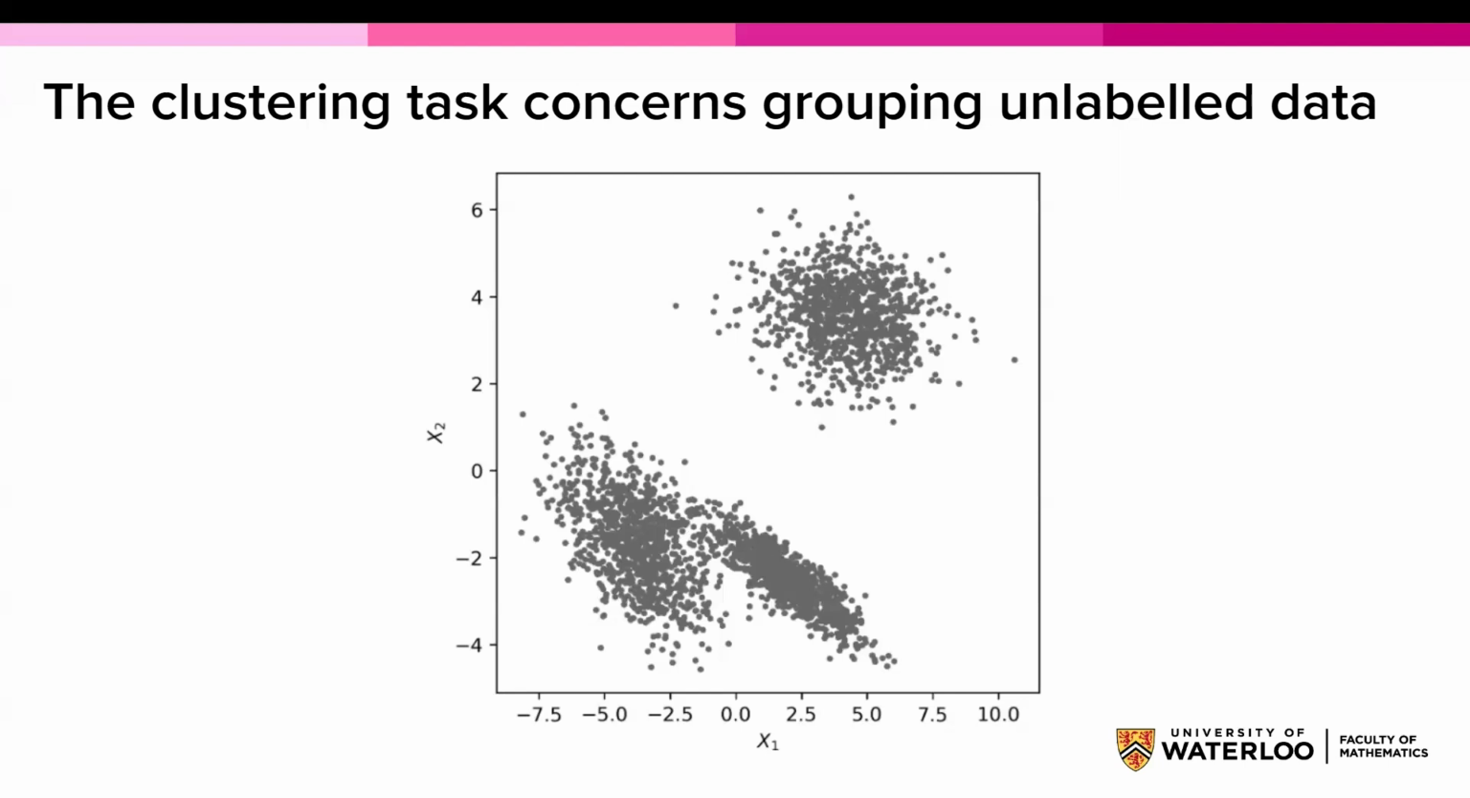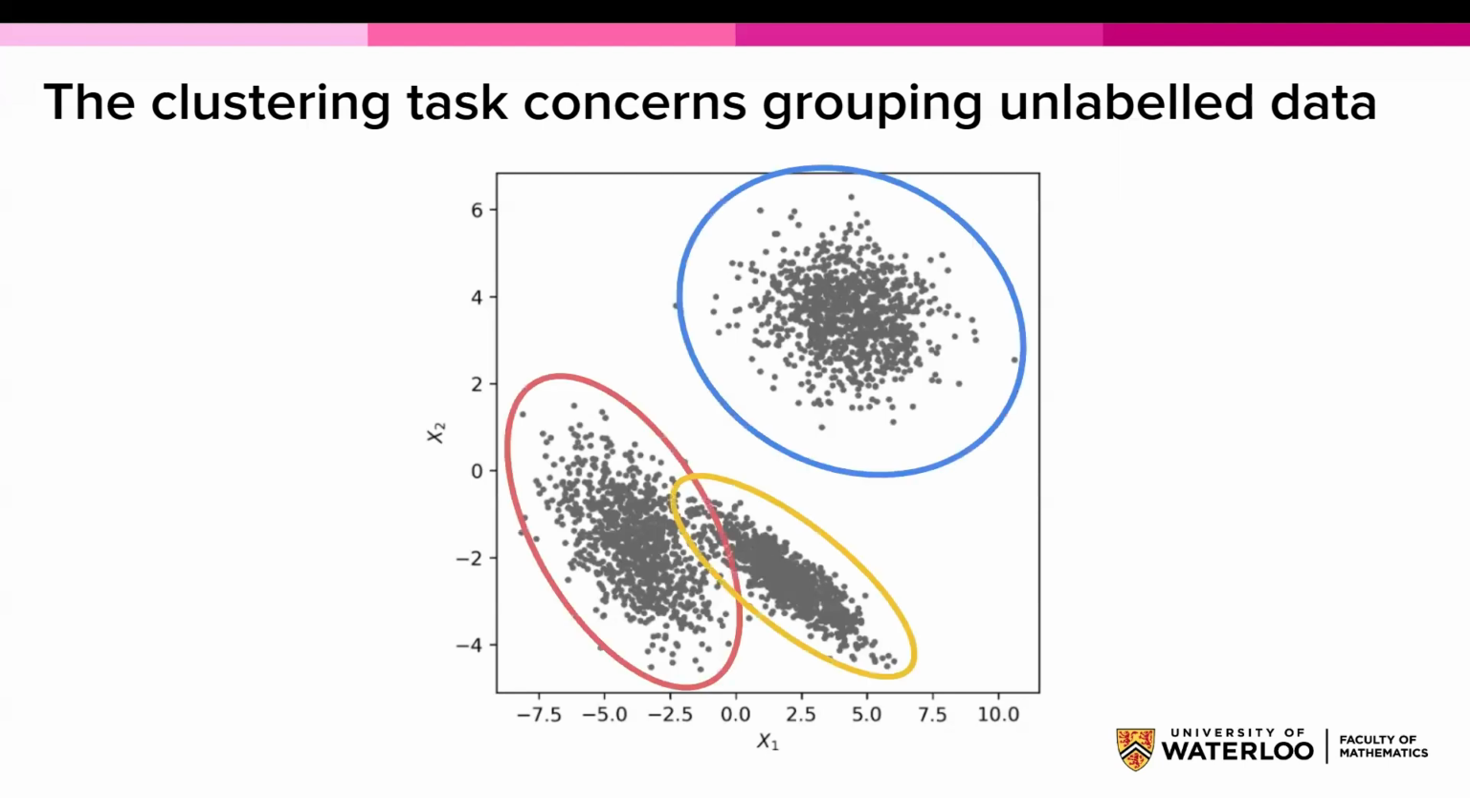As you can see in this example, the data points have been grouped into 3 clusters, even though we don't have any labels. And so this is the core idea. We're trying to find patterns and relationships in unlabeled data.